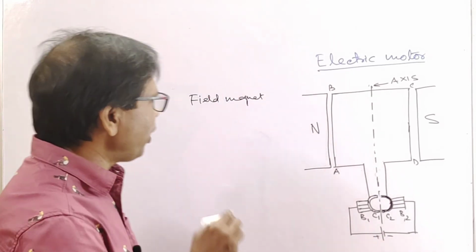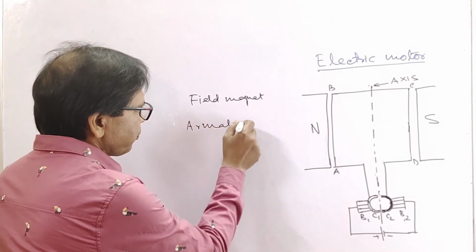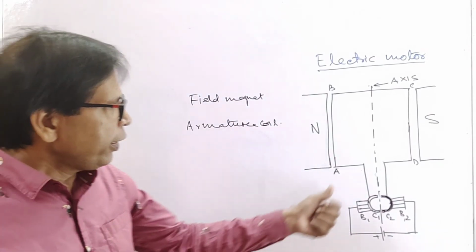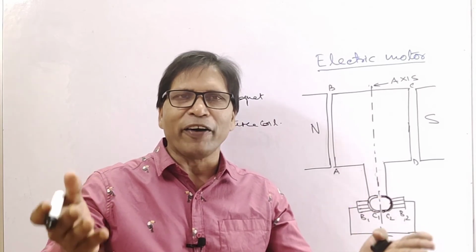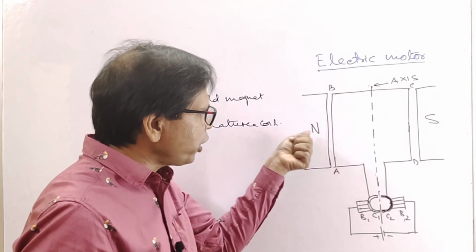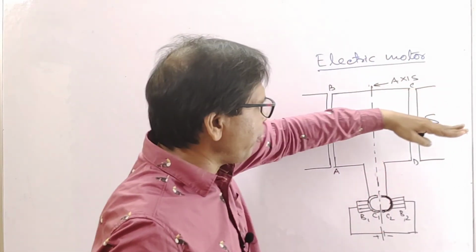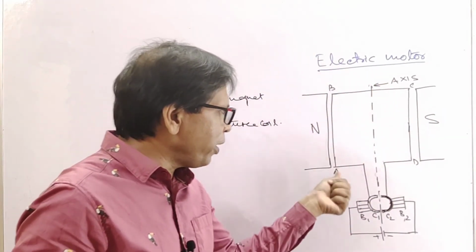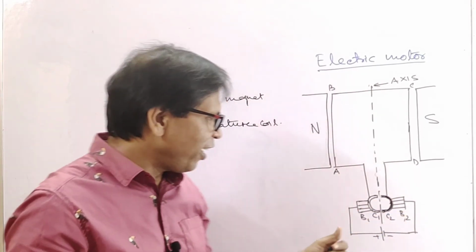Number 2, the armature coil. It is a rectangular coil of insulated copper wire. It is rotated about an axis which is normal to the magnetic field. Look at this. This is the axis and this is the magnetic field. So the axis is normal to the magnetic field. The armature coil is rotated about this axis.